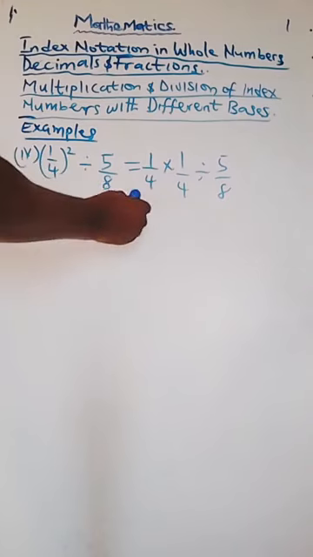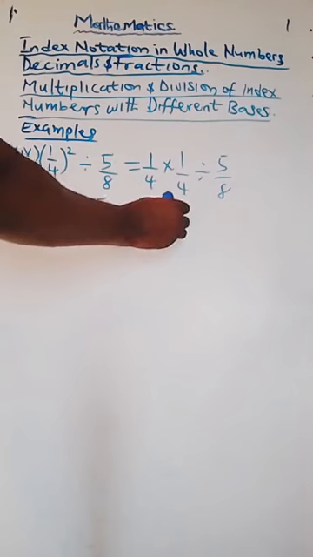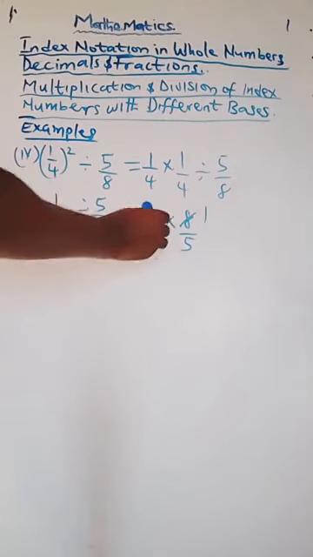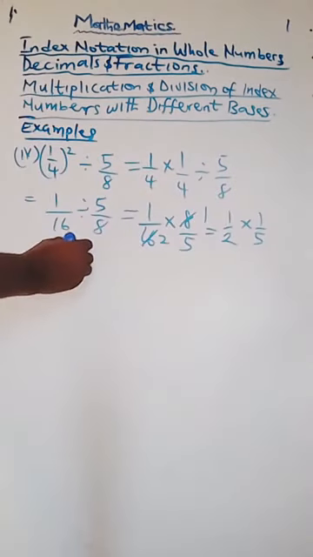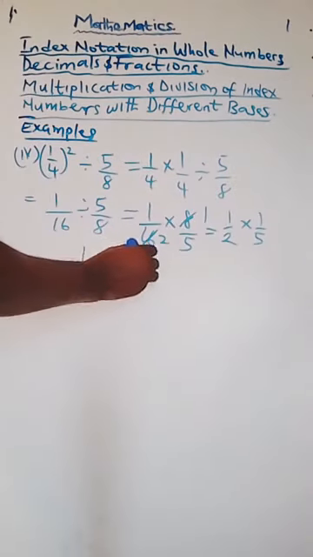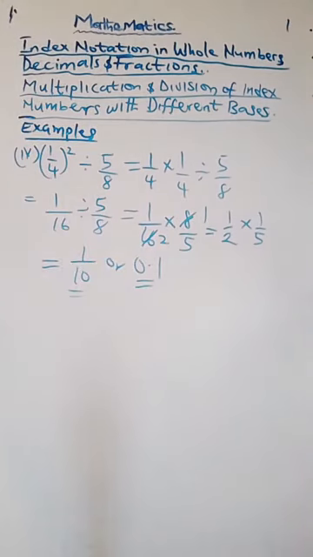Now, this will be 1 over 16 times 8 over 5. 8 here 1, 8 here 2. What do we have? We have 1 over 2 times 1 over 5. So this is 1 over 10 or 0.1. So far, so good. That is simple explanations on index notation in whole numbers, decimals, and fractions. Follow all the steps we have explained. You will not have any issue converting numbers into index form, or converting number from index form into natural state.